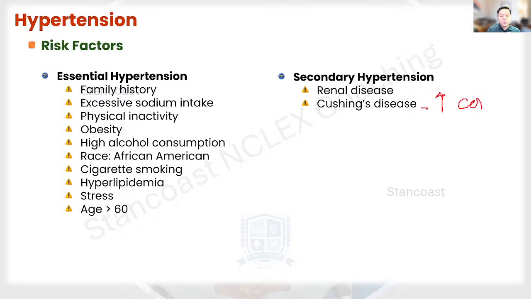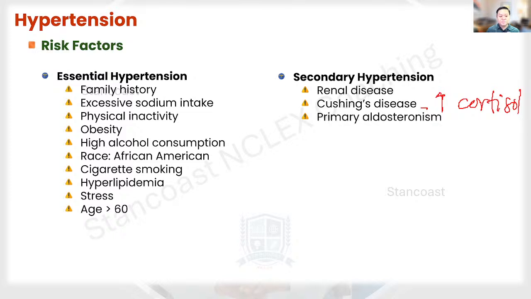Increased cortisol production can increase the reabsorption of sodium and water, and it can also lead to the accumulation of fluids and lots of sodium in the bloodstream, and of course leading to that high blood pressure again.